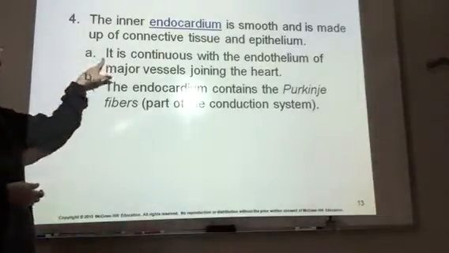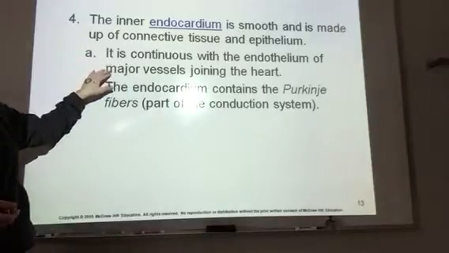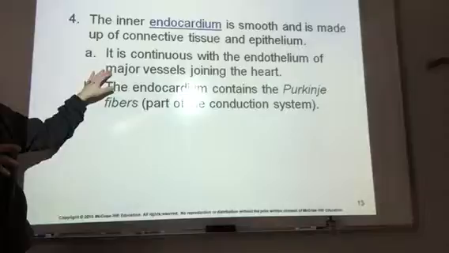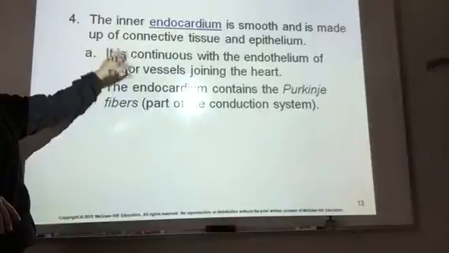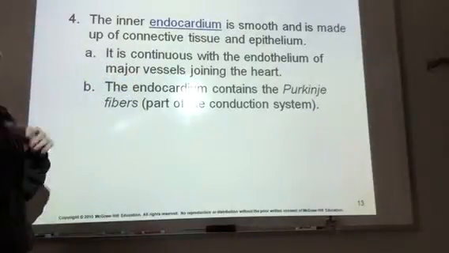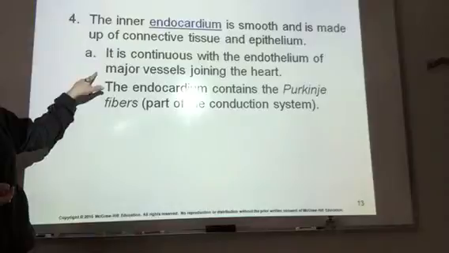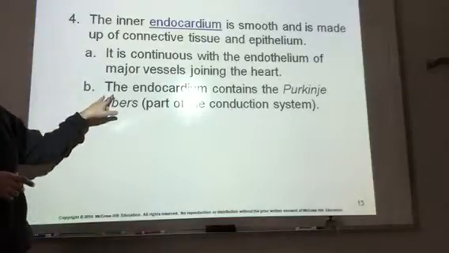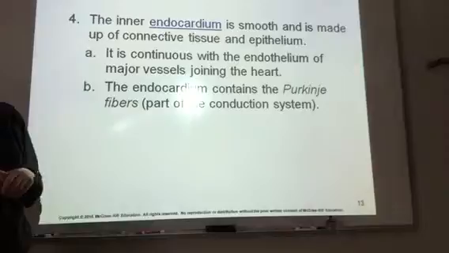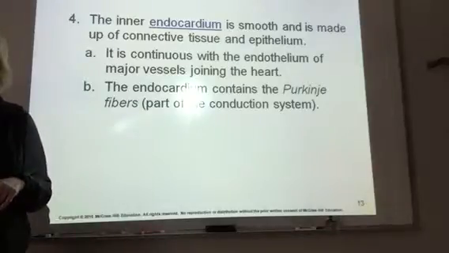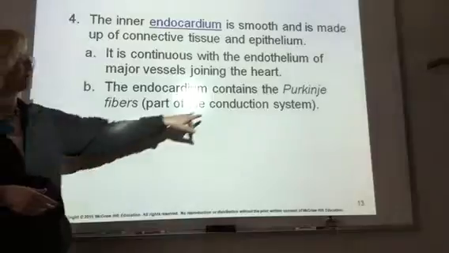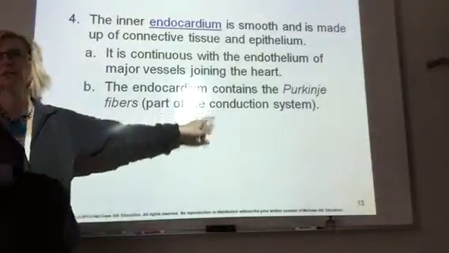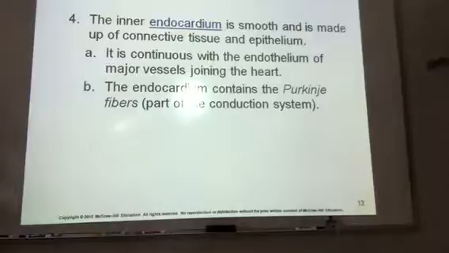It is continuous with, or connects with, the endothelium of other vessels. So, for example, my aorta is a big vessel that leaves the heart. That endocardium is going to also leave the heart and attach to the aorta. The endocardium also contains Purkinje fibers, and when we start talking about EKGs and your heart rate and stimulus from neurons, the Purkinje fibers are part of your conduction system that interact with your nervous system is what they do.